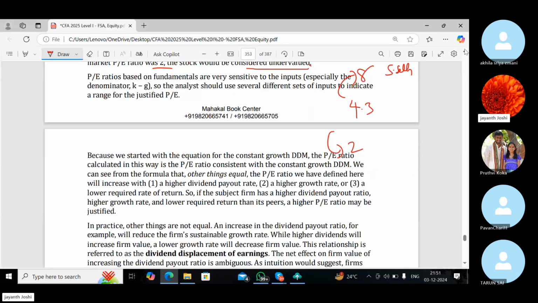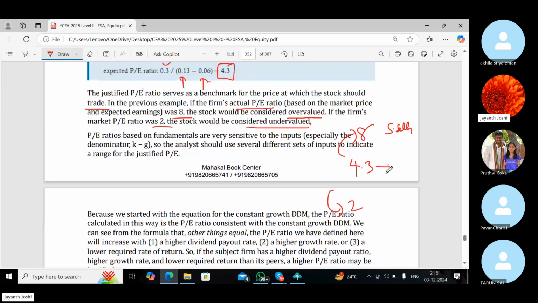So this is your justified PE. Any stock, if the actual PE ratio you calculate comes above this, then definitely the stock is overvalued. And in this case, the stock is undervalued.